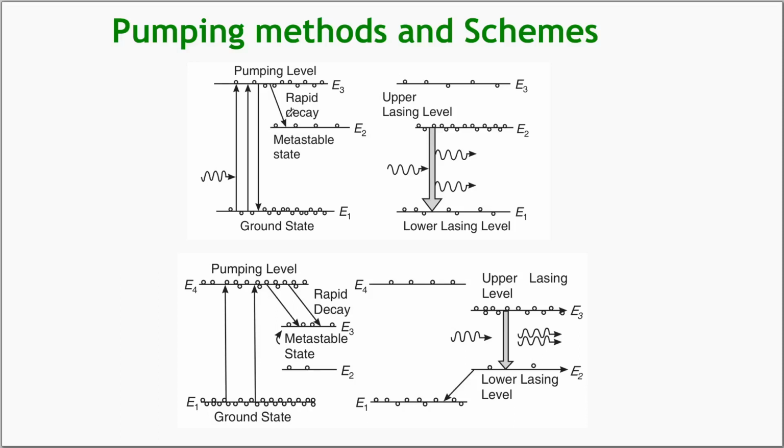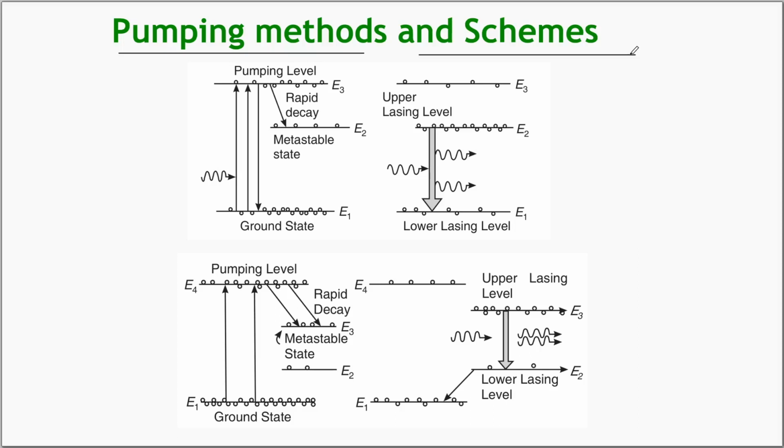Hello, welcome back. In this video, we'll discuss the pumping methods and schemes. In order to create the population inversion in an active medium, the atoms in the material have to be excited or pumped into a particular energy level. To pump the atoms to a particular energy level requires a certain amount of energy, and that energy is supplied by means of pumping. So the pumping methods are essentially those methods using which one can supply energy to the active medium so that the atoms in the ground state would go to the metastable state. That is the purpose of a pumping method.